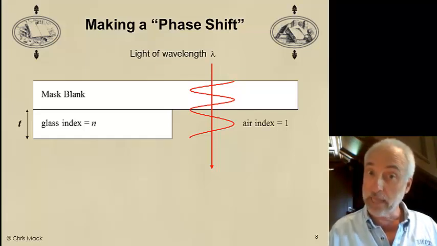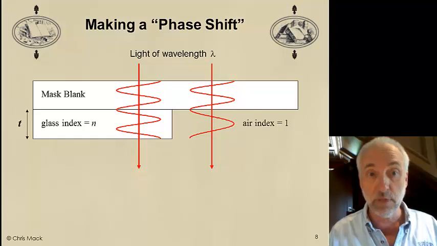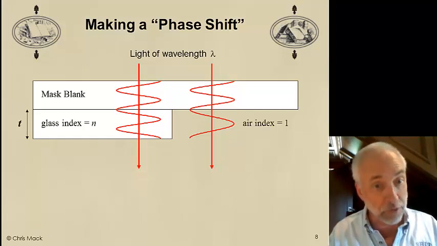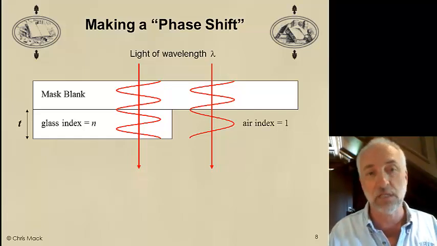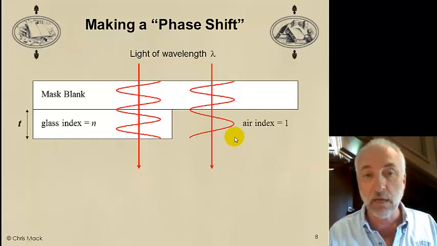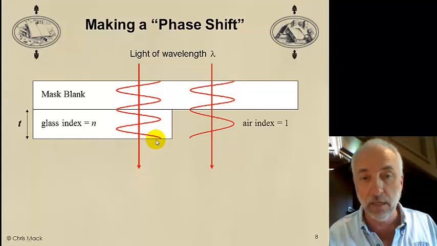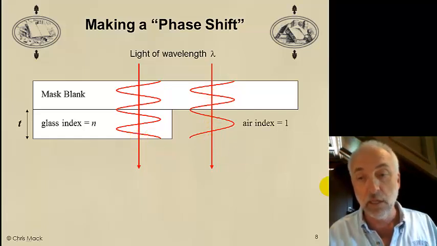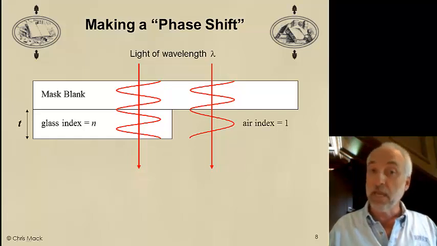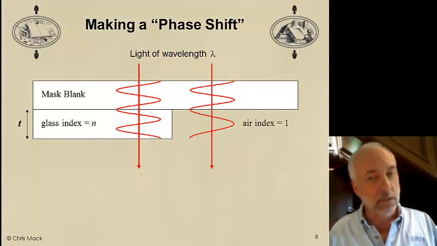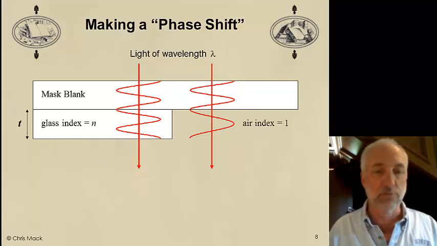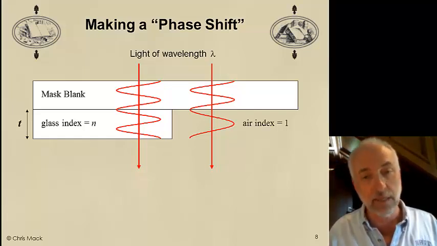Now, consider light that's traveling this time through the mask and through this extra thickness of glass that we've added. Here, the wavelength remains reduced by a factor of n. So this light, as it travels through the glass, undergoes a different phase change than the light that's going through the air. There will be a phase difference between the light that didn't go through this extra thickness of glass and the light that did.